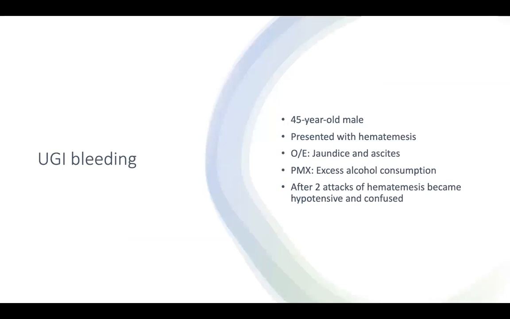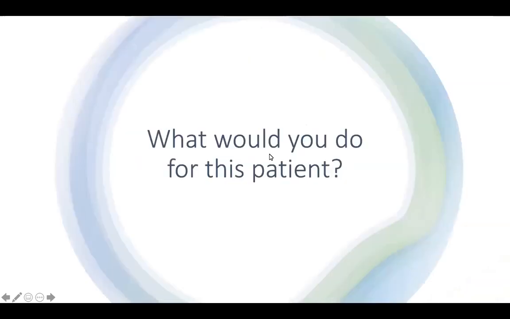So if you have a 45-year-old male who came to the emergency department with hematemesis. On examination, he is found to be jaundiced or icteric, and he has shifting dullness or a distended abdomen that contains fluid. He has a background history of excess alcohol, and he had 2 attacks of hematemesis. So does anyone have any questions, or any ideas what you might do for this guy?